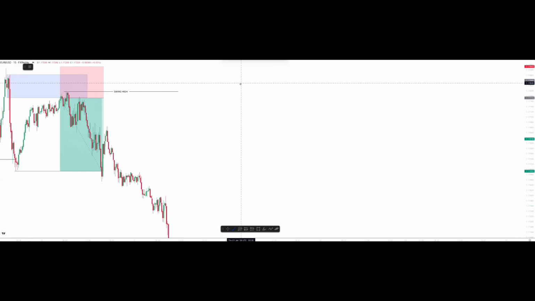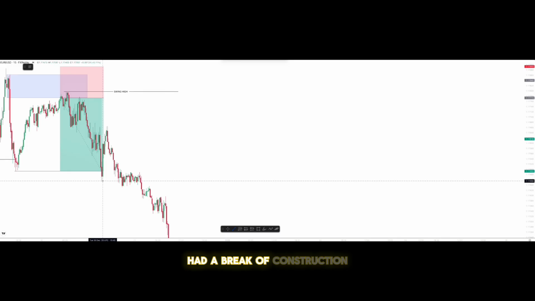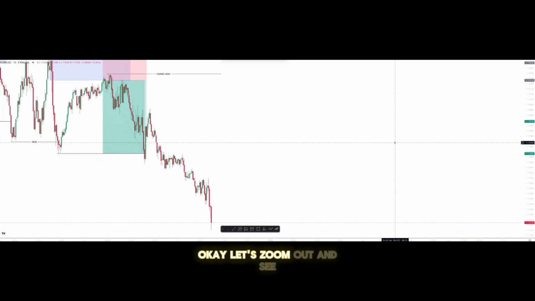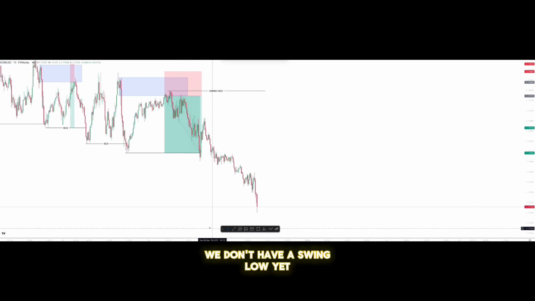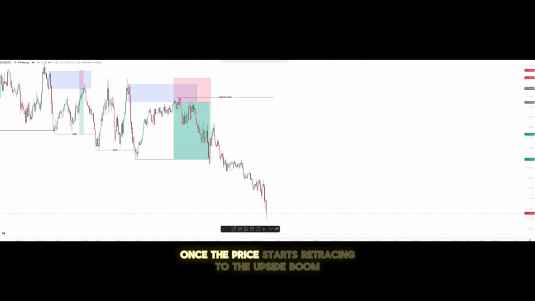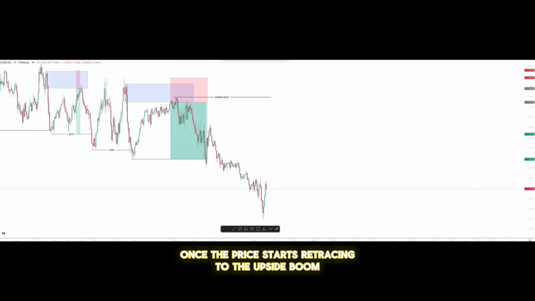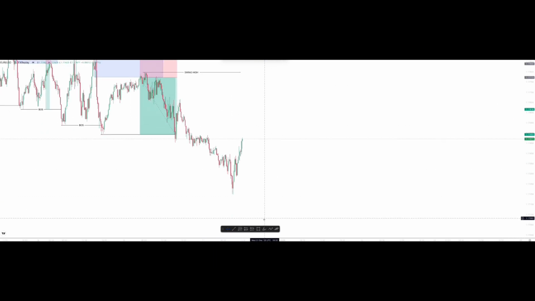Okay, so we had a break of structure and price melted down. Okay, let's zoom out and see. We don't have a swing low yet. Once the price starts retracing to the upside, boom. Okay, now we have a swing low. So this is our new swing low.